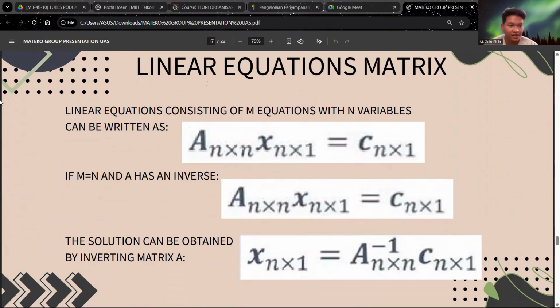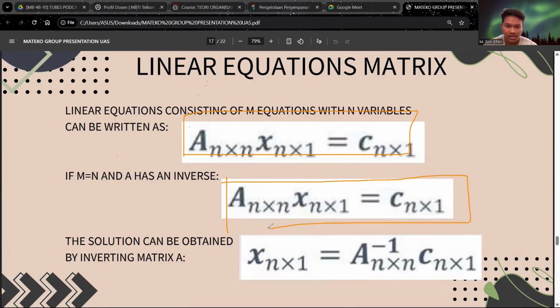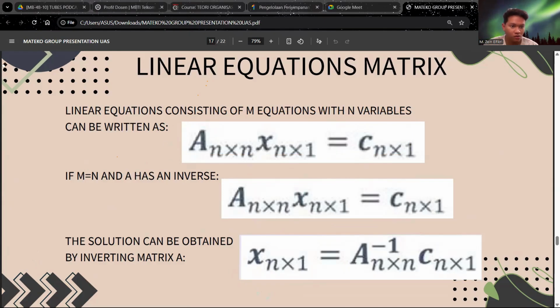So we have the linear equation matrix. A linear equation system consisting of m equations with n variables can be written like this picture you can see. If m equals n and A has an inverse, then we have a solution like this. The solution can be obtained by inverting matrix A. So the solution is like this. We'll continue.